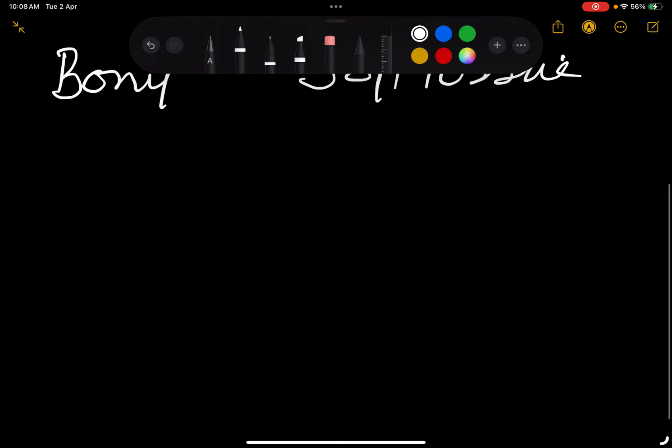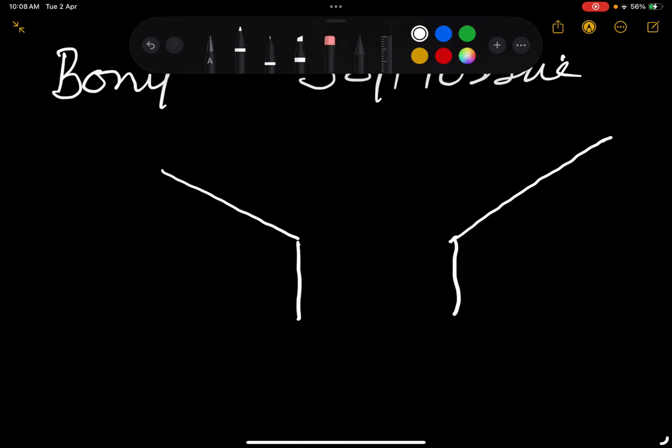The bony passage, this is the false pelvis and this is the true pelvis. So the bony passage is supposed to be adequate if the distance between the two ischial tuberosities is equal to the 4 knuckles of the examiner's hand.